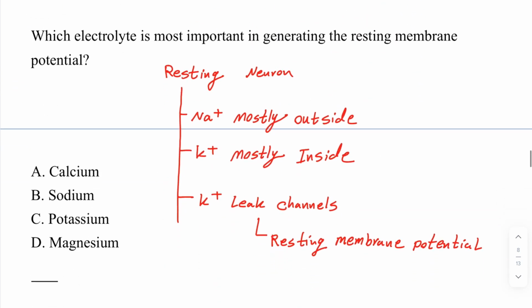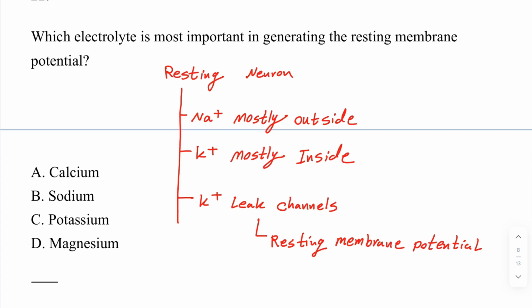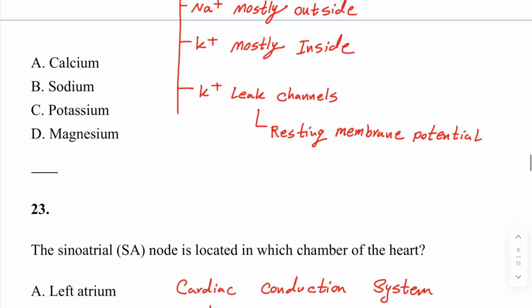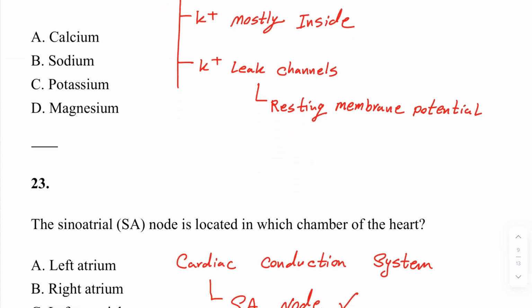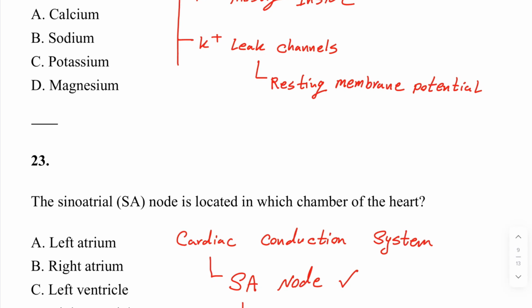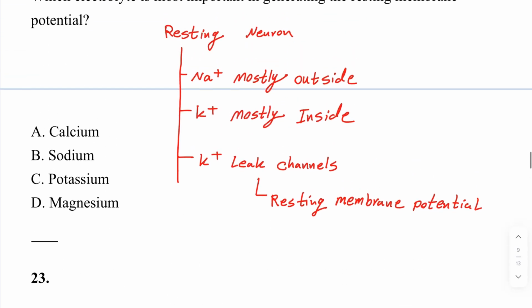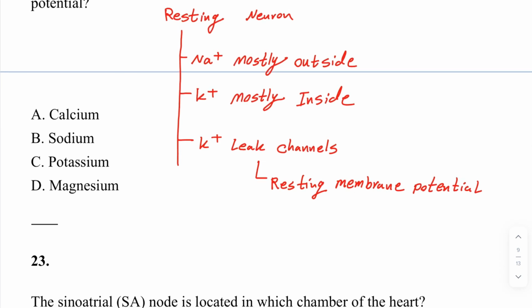So, number 22. Which electrolyte is most important in generating the resting membrane potential? A. Calcium. B. Sodium. C. Potassium. And D. Magnesium. To understand this question, we need to think about the resting state of a neuron. Potassium concentration is much higher inside the cell than outside.